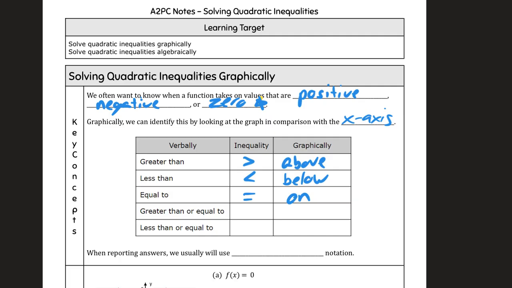And then what would you say graphically for greater than or equal to? Just combine the two things, right? If it's greater than or equal to, then it's above or on. So greater than or equal to means above or on. Less than or equal to means below or on.